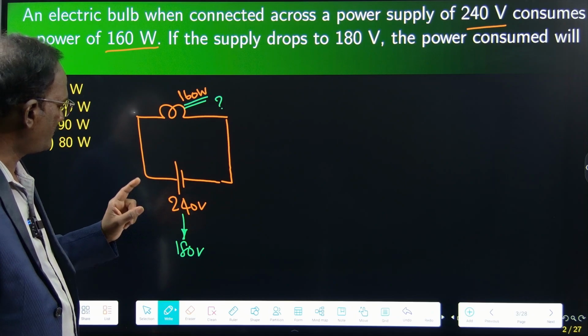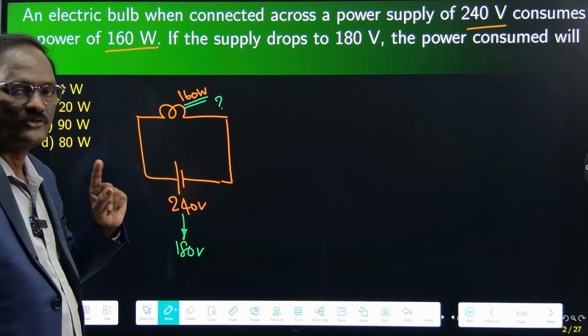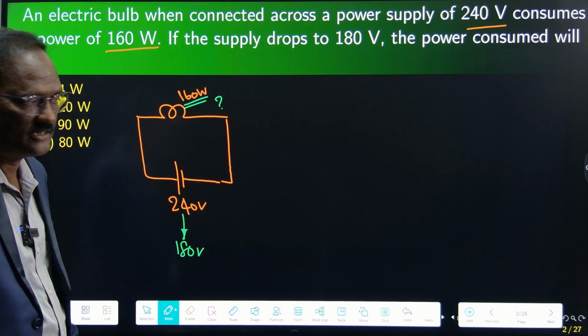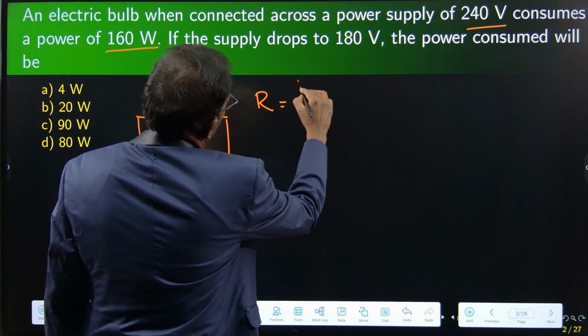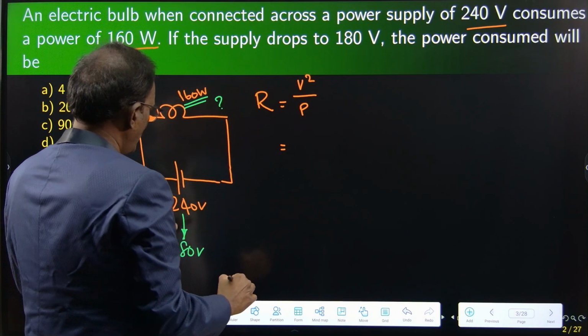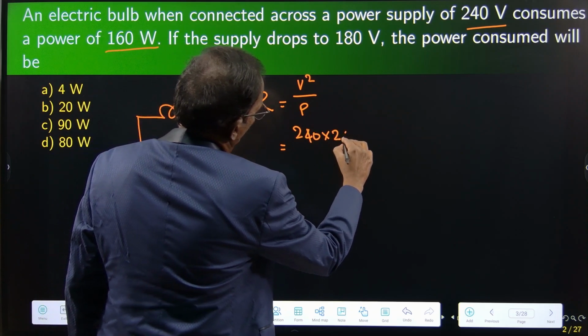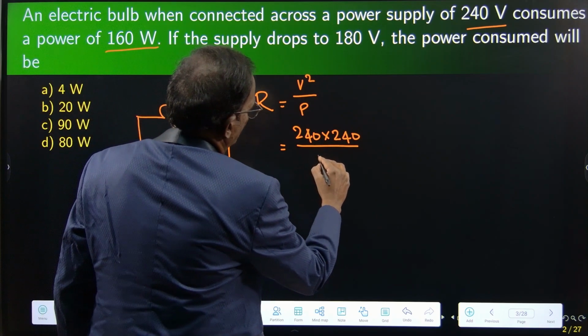So we have to find the resistance first, because the resistance is constant. Irrespective of the voltage we are giving here, the resistance value will not change. It is constant. So find the resistance first. R is equal to V square by P. Original voltage rating 240 into 240 divided by P, which is 160.